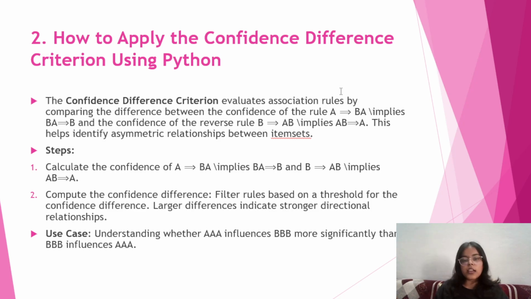The second technique is how to apply the confidence difference criteria. It evaluates an association rule by comparing the difference between the confidence of the rule, meaning confidence of A to B and confidence of B to A. In this, there are three steps: calculate the confidence, calculate the confidence difference, and filter rules based on a threshold for the confidence difference. A larger difference indicates a stronger directional relationship.